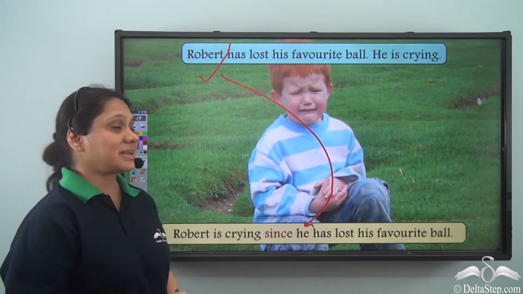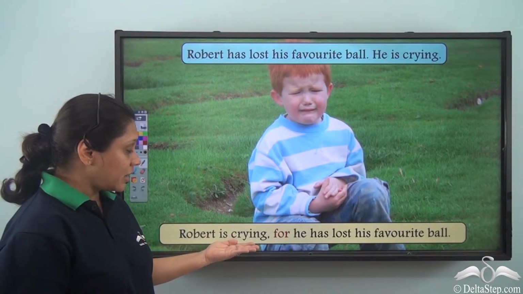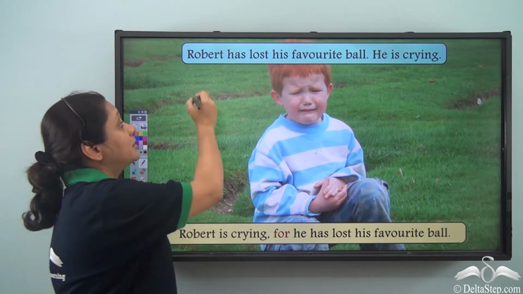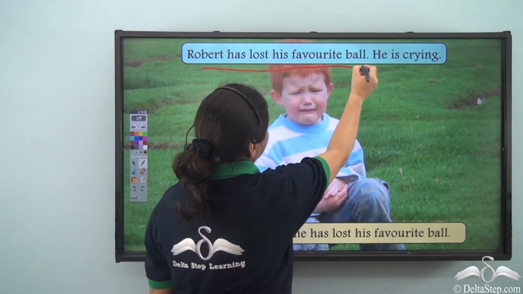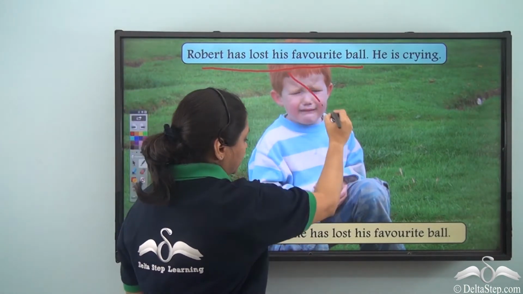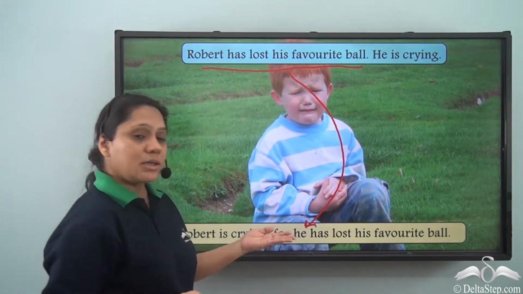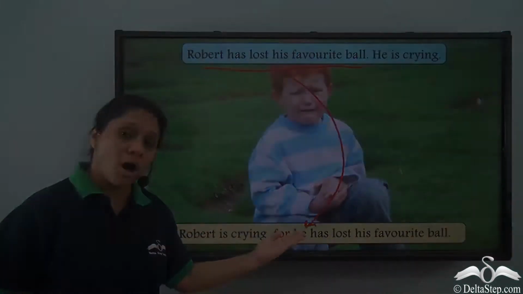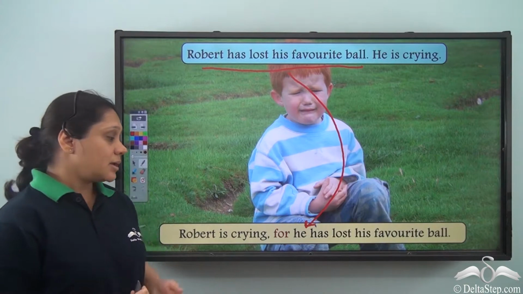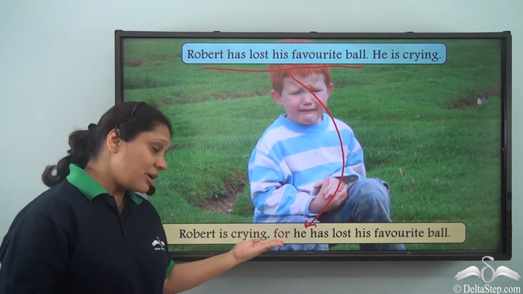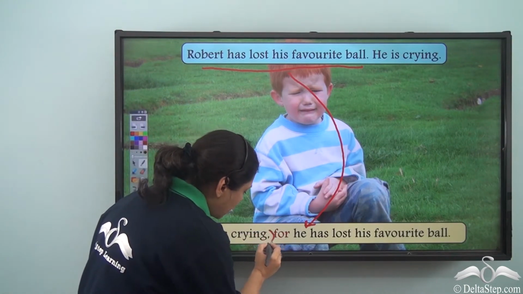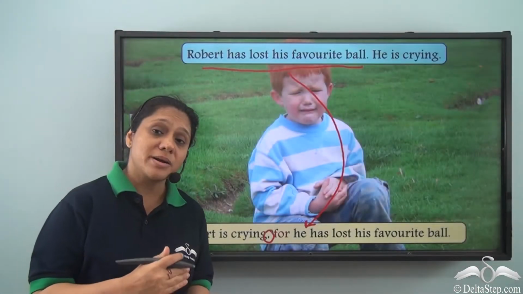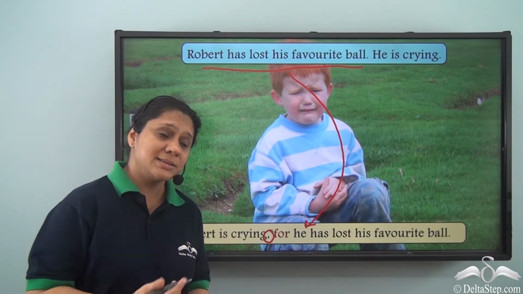Let us look at another sentence. Robert is crying, for he has lost his favorite ball. Here also, the reason Robert has lost his favorite ball has been put after for. So, for is being used in place of because, and the reason has been put after for, just like we were putting in because. We just have to remember that whenever we use for, we always put a comma before it. So what did we see? That as, for, since do the same work as because.